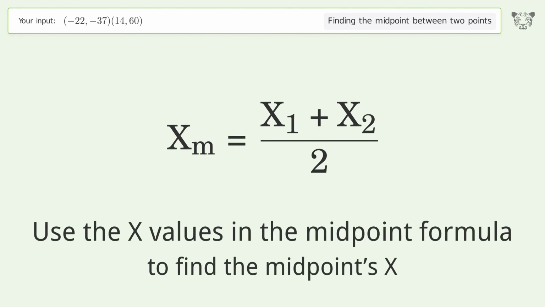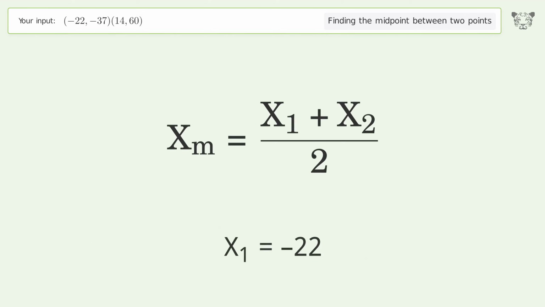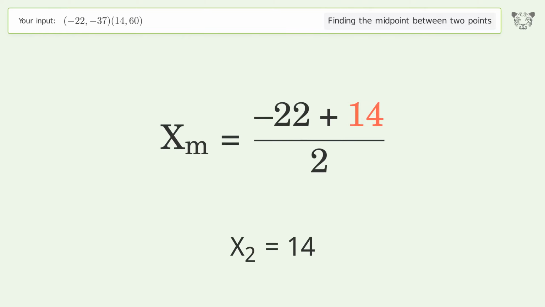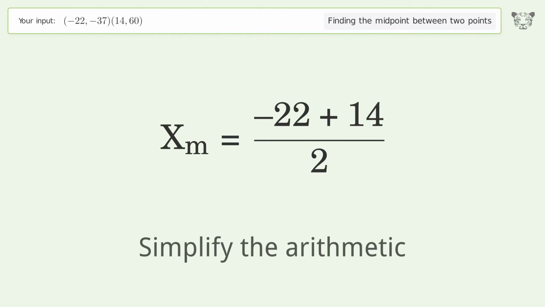Use the x values in the midpoint formula to find the midpoints x. x1 equals -22. x2 equals 14. Simplify the arithmetic.